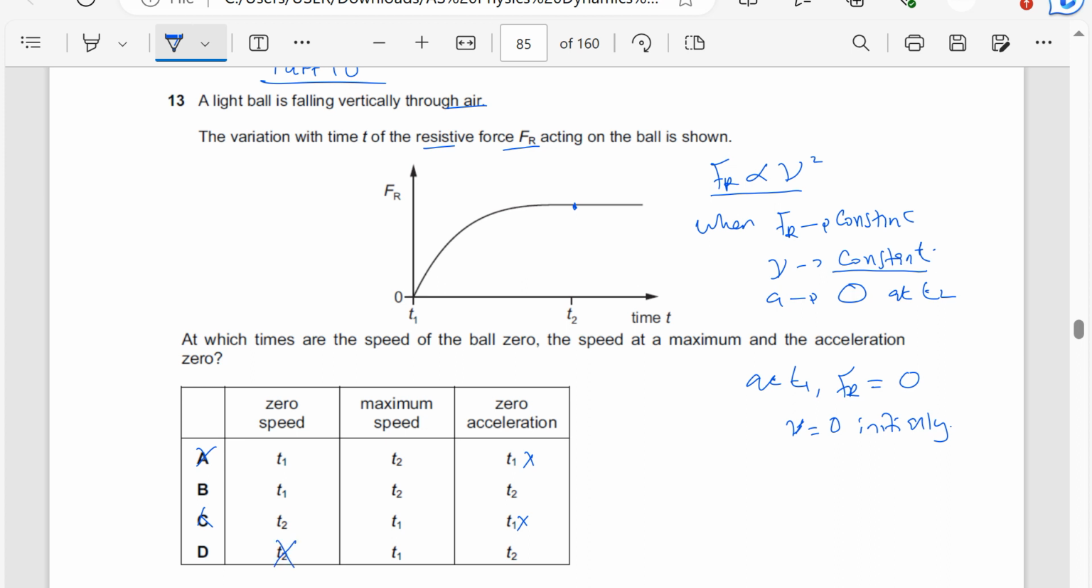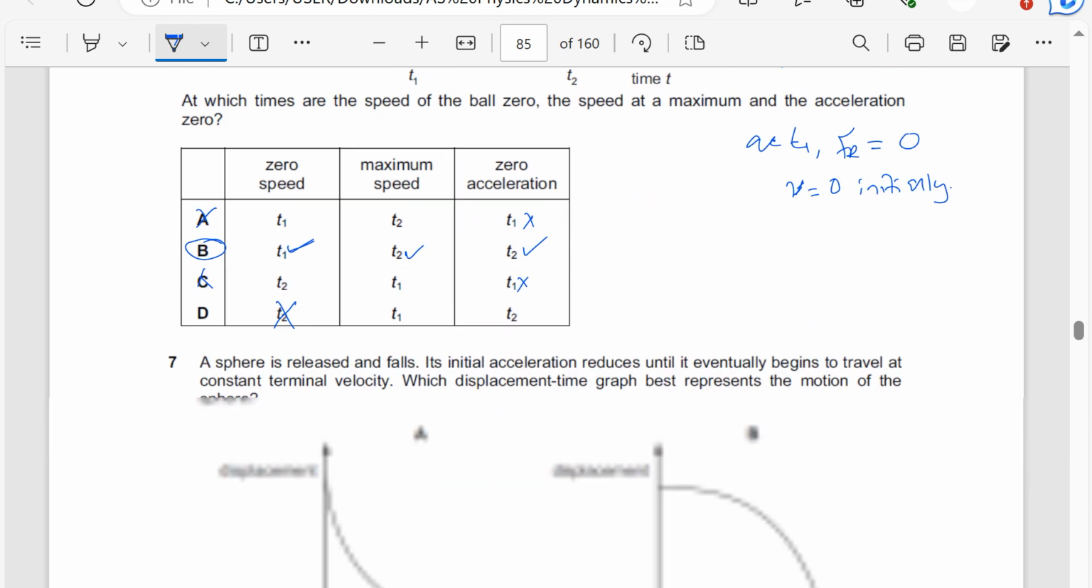So this will eliminate D because it is showing that 0 speed is at t2. It is supposed to be at t1, so our answer is going to be B. At t2 the speed is maximum and the acceleration is 0. At t1 the speed is 0, so the answer is going to be B.